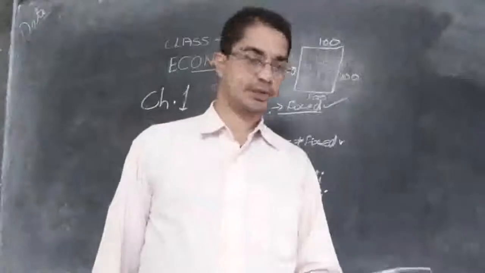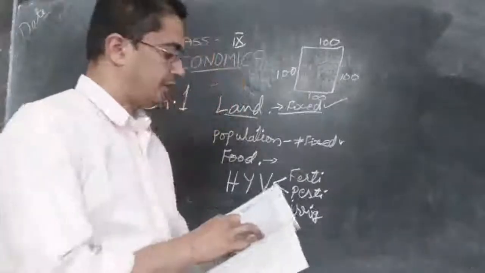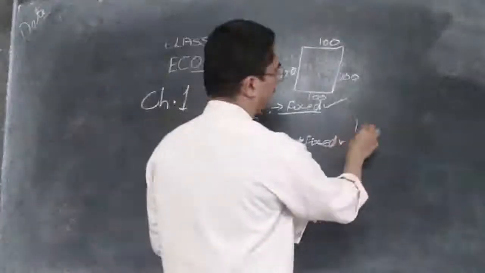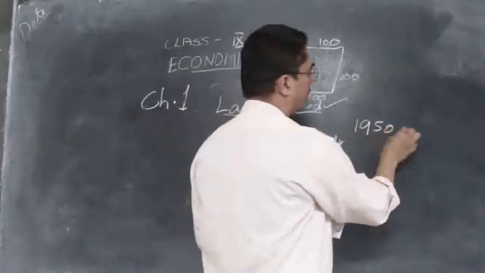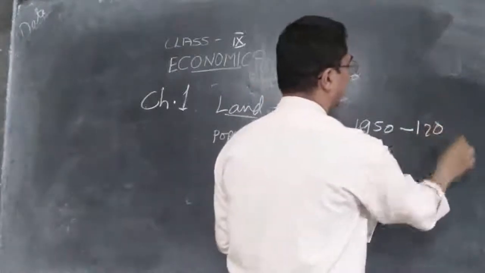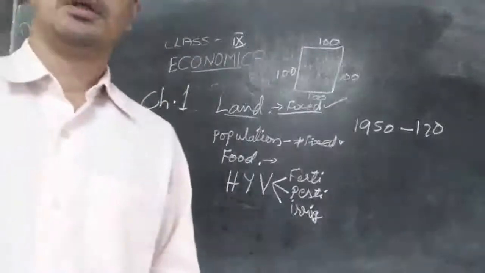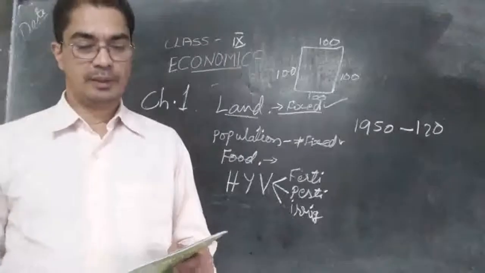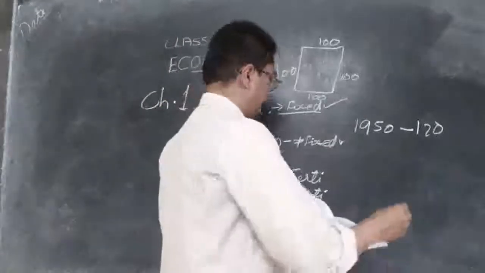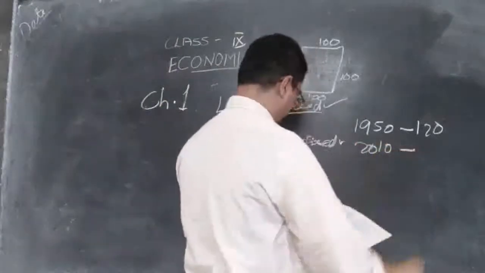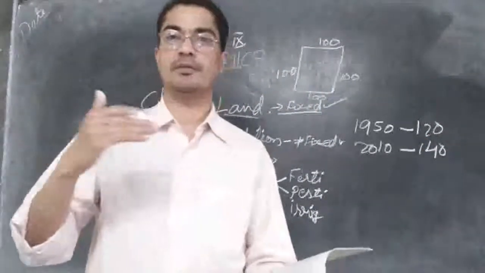If you look at our country in the year 1950, the area that was cultivated was only 120 million hectares. In the year 1950, in India, only 120 million hectares were cultivated. But when it reached 2010, it became 140 million hectares. So the area of cultivation increased.